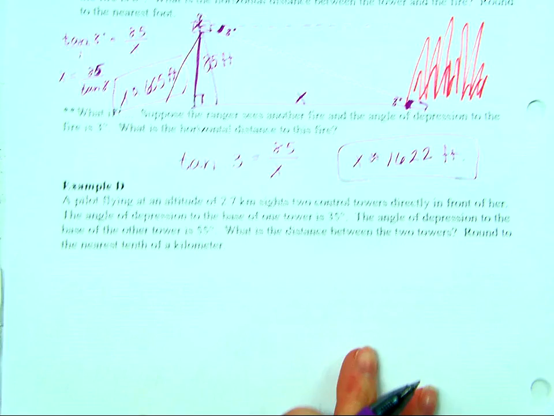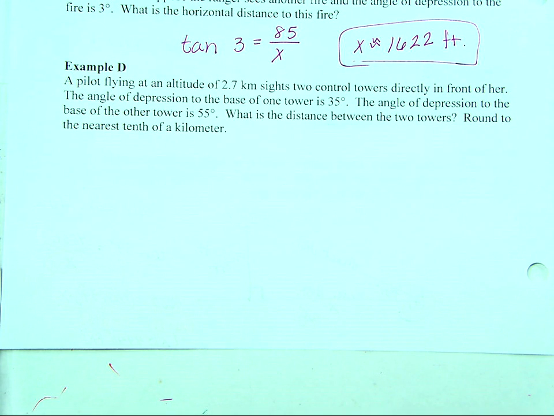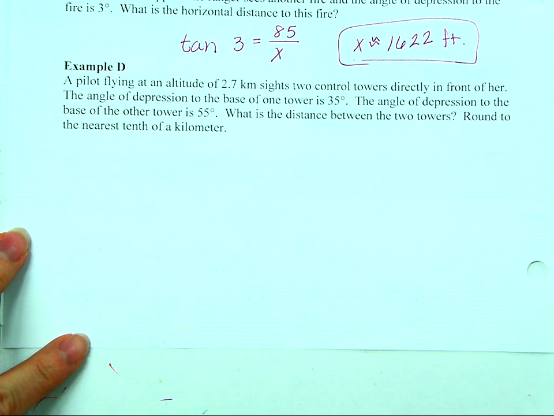Okay, let's look at the last one, example D. In example D, it says that a pilot flying at an altitude of 2.7 kilometers sights two control towers directly in front of her. The angle of depression to the base of one tower is 35 degrees. The angle of depression to the base of the other tower is 55 degrees. What is the distance between the two towers? I'm going to first start by sketching what I know.